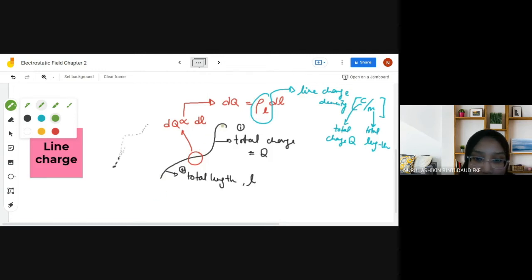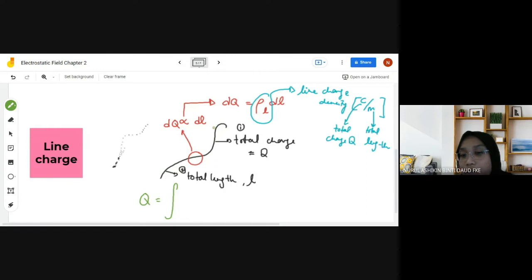For example, we have a line charge here. So the question asks, what is the total charge carried by this line charge? So we can calculate Q, which is the total charge, using integration. Okay, we are now using the integral, since the line that we are dealing with is a continuous form, and the charge at each point.